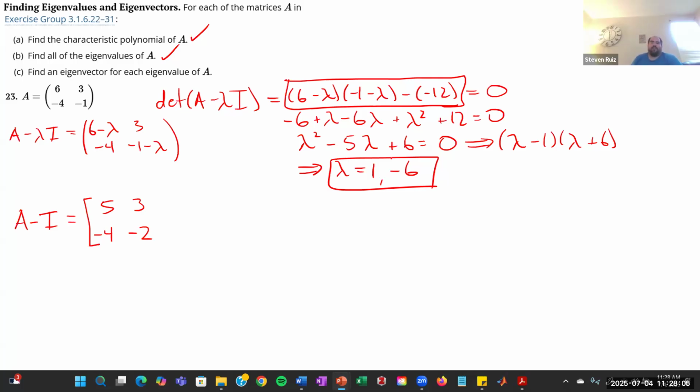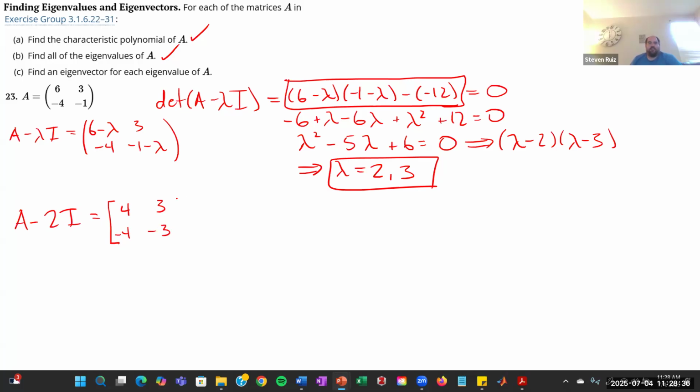That doesn't factor the way that I said at all. That should be lambda minus 2, lambda minus 3. So lambda equals 2 and 3. So that didn't work at all. Let's try again. So what is A minus 2I? This better be linearly dependent. 6 minus 2 is 4, 3. Bottom row is negative 4. Negative 1 minus 2 is negative 3.